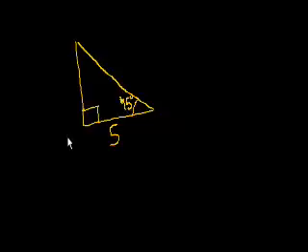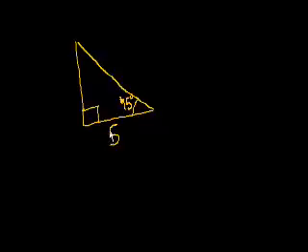Well, we can't use the Pythagorean theorem directly, because the Pythagorean theorem tells us that if we have a right triangle and we know two of the sides, then we can figure out the third side. Here we have a right triangle, and we only know one of the sides, so we can't figure out the other two just yet. But maybe we could use this extra information right here, this 45 degrees, to figure out another side, and then we'd be able to use the Pythagorean theorem. Well, we know that the angles in a triangle add up to 180 degrees.